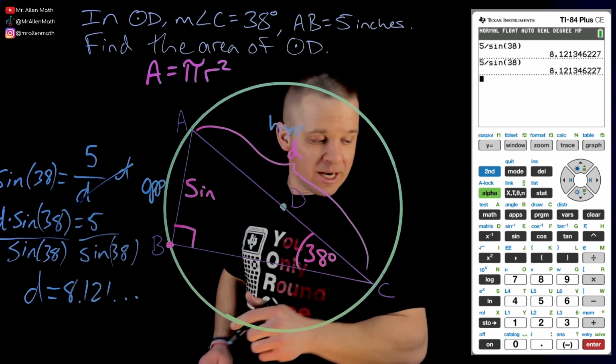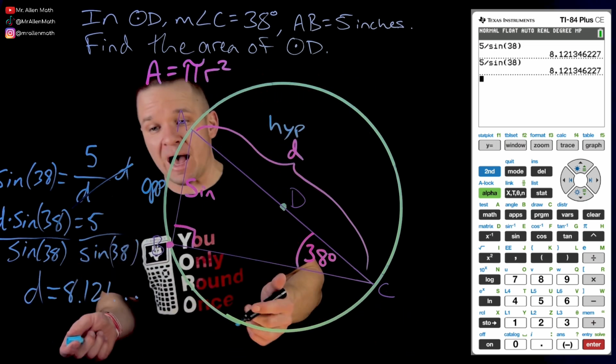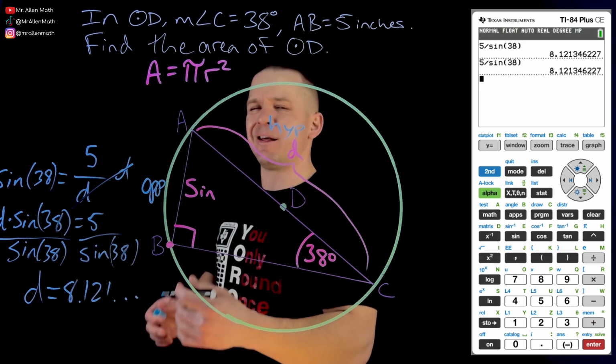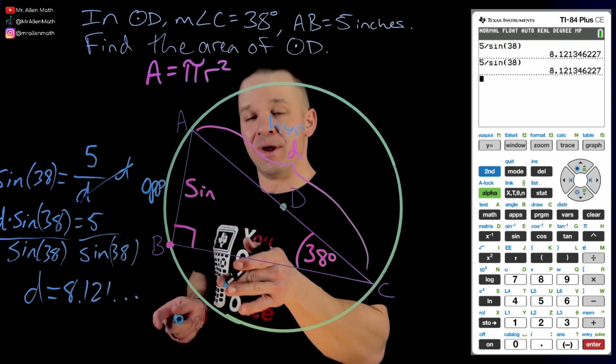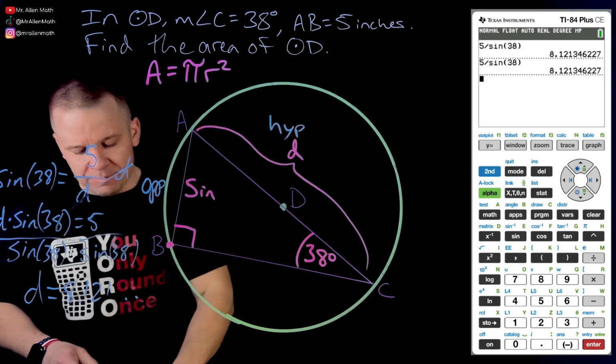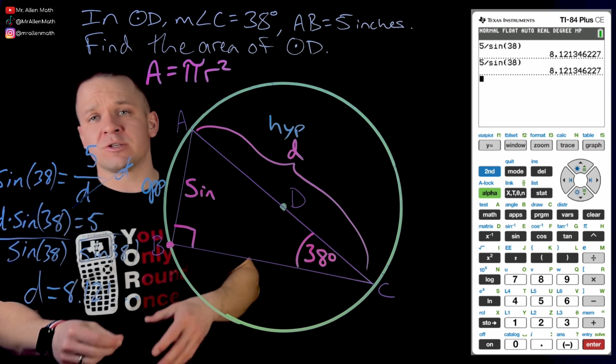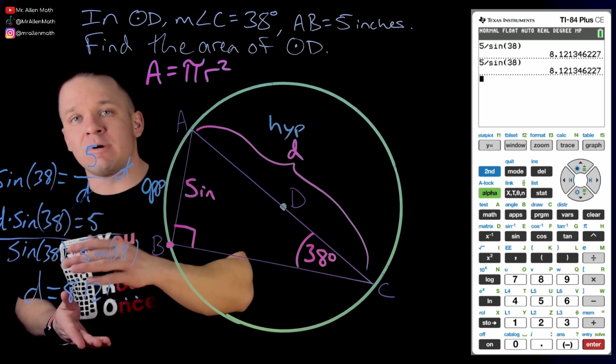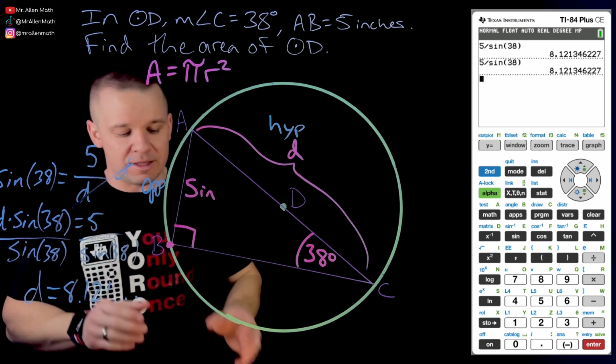So the diameter equals 8.121... Anytime I am still mathing, I put the dot, dot, dot there to say, hey, I'm still thinking about you, number. YOLO, you only round once. So I want to be accurate with my answers. I'm not going to round yet. I'm not done mathing. Round at the end.